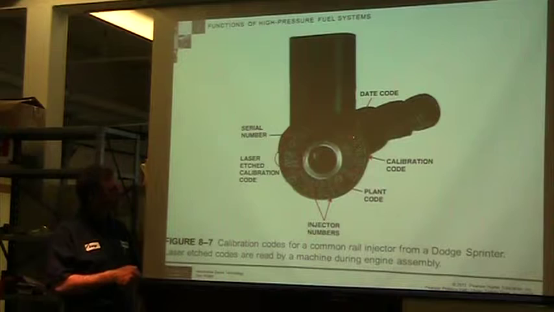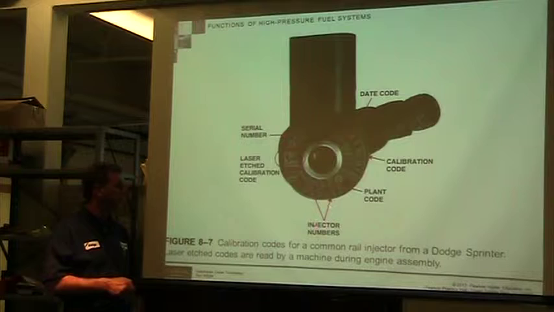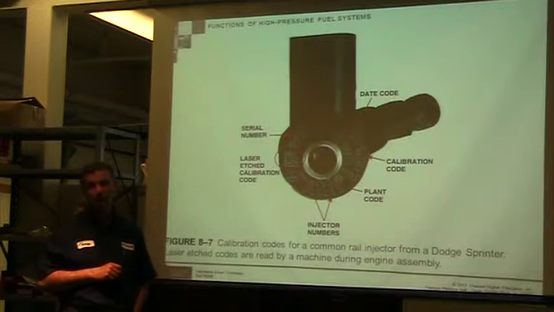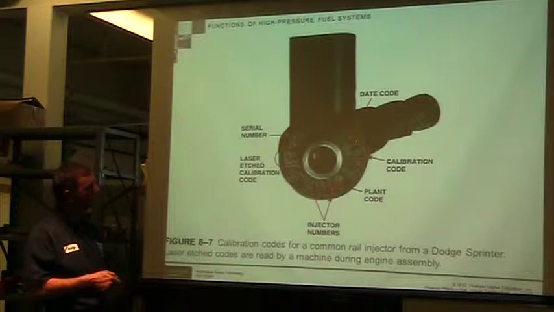Where was this injector built? This is the injector number. All this information is on the top of the injector, and you need to make sure that you type this calibration code into the computer. Is that calibration code right there on the laser-etched one? No, that's the serial number. Oh, here it is, right there.